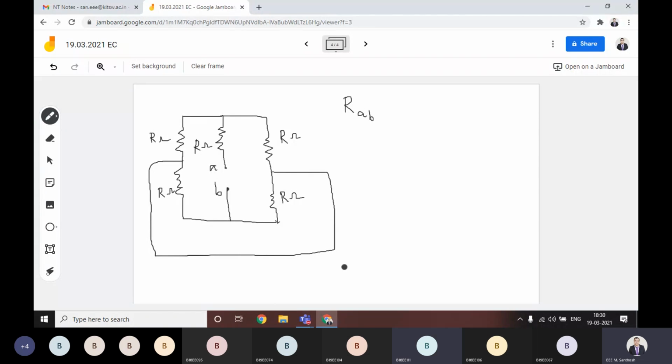Sir, 5R by 2, sir. 5R by 2. Everyone getting the same? 5R by 2. It is not 5R by 2. Check your calculation. Yes, simply you have to redraw the circuit to find the value of RAB.